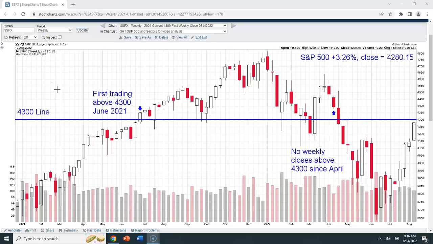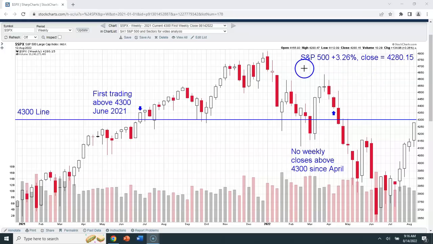The chart that we will be working off of today is a weekly candlestick chart of the S&P 500 that goes back to the beginning of 2021, which gives us some nice time perspective. Each candlestick on this chart represents 1 week of trading. The blue line I have set at 4,300, and we'll talk about the importance of that. I've started off with a few annotations here, but we're going to look at this chart, do some annotations, and see what we can learn together.